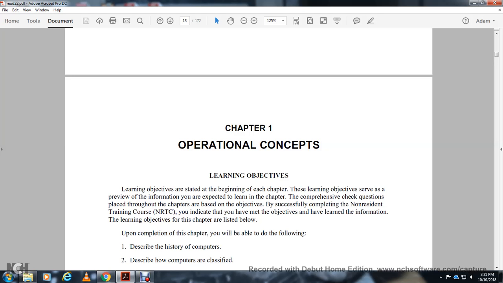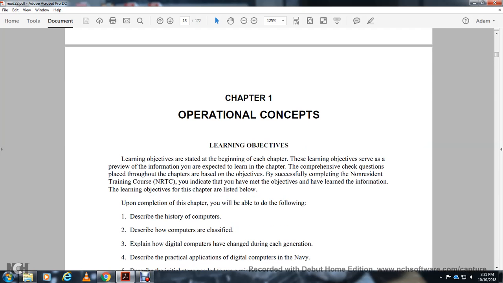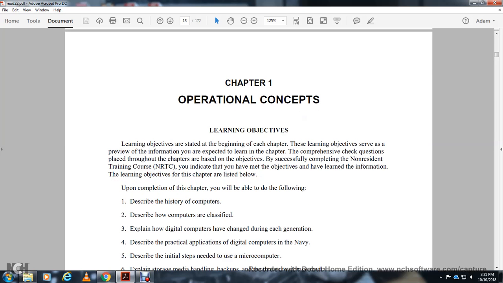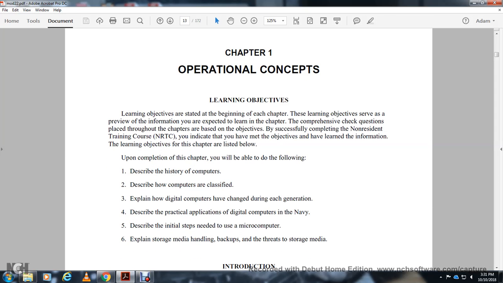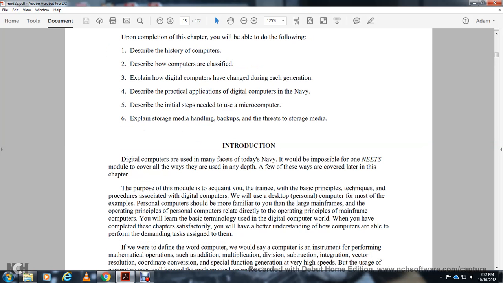Upon completion of this chapter, you will be able to do the following: describe the history of computers, describe how computers are classified, explain how digital computers evolved during each generation, describe the practical application of digital computers in the Navy, describe the initial steps in using a microcomputer, and explain data exchange, storage, media handling, backups, and threats to stored data. Introduction to digital computers.